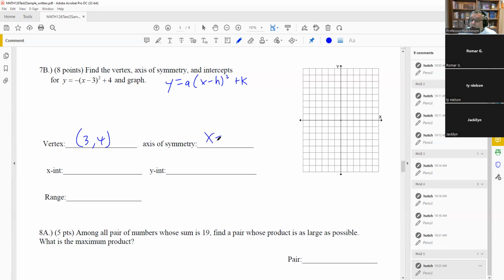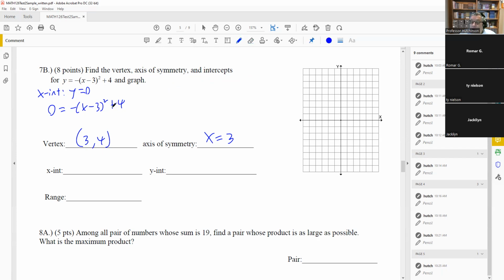Axis of symmetry is just x equals, and you just put the x value from the vertex. So axis of symmetry is just x equals 3. Now the rest of these, the intercepts, we'll just follow the same way we did before. For the x-intercept, you want to put in a 0 for y. So I have 0 equals -(x minus 3) squared plus 4. And I'm going to solve this by using the square root principle we used before on a previous problem. Okay, so I'm going to erase this because now we know what the vertex form is, just to give us some space here.